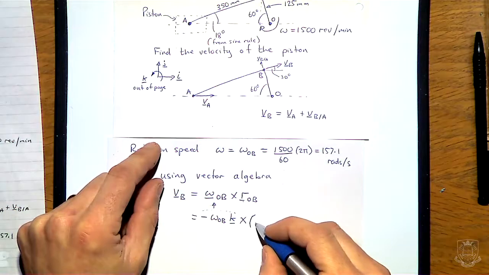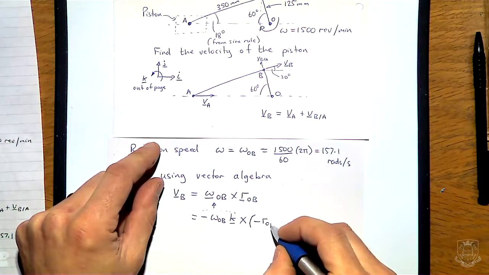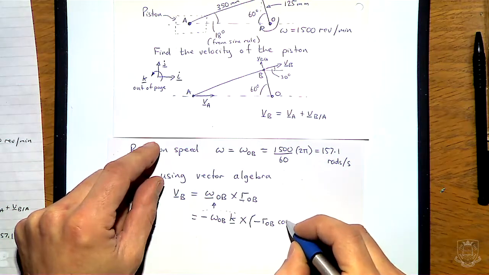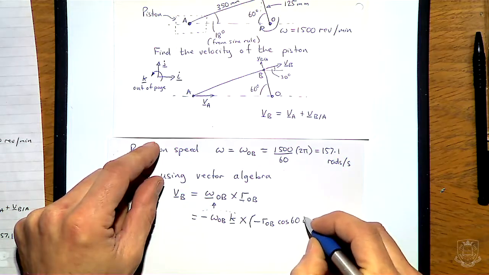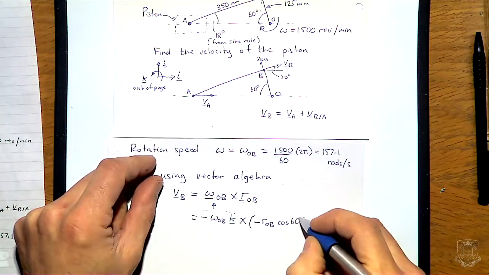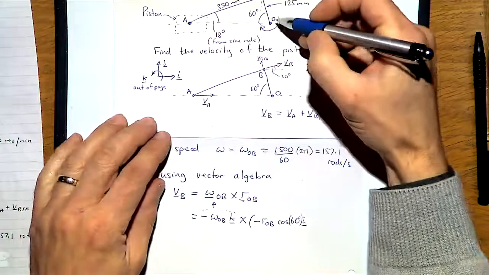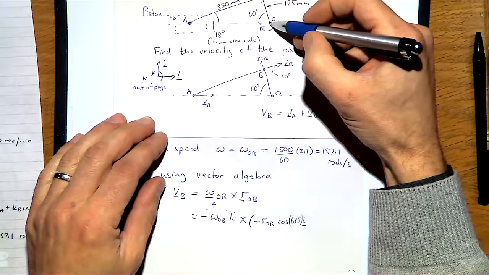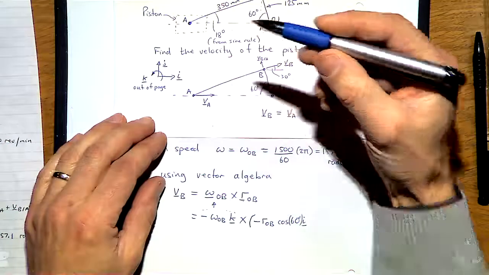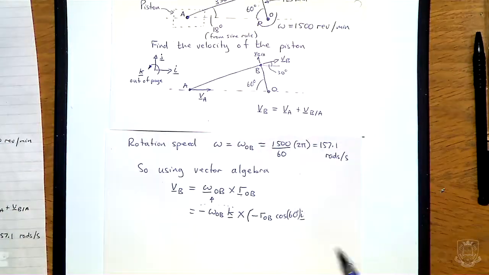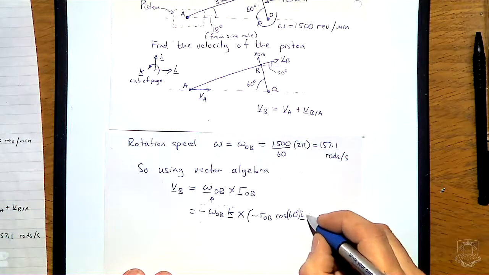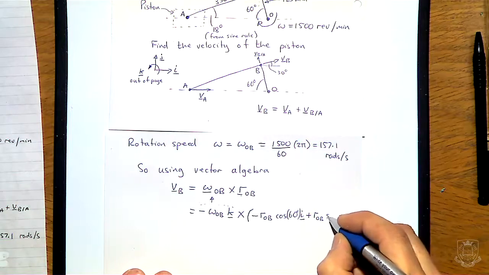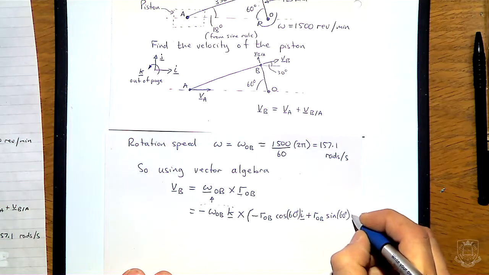So what we get is minus ROB, that's the scalar length of the crank arm, cos 60 times i. This is the bit of it going in the i direction. We're taking the scalar length of the hypotenuse times the cosine to get this component here, and it's minus because it's going in the minus i direction. Now the next bit's going in the positive j direction, so that's going to be plus the scalar length ROB sine 60 times j.